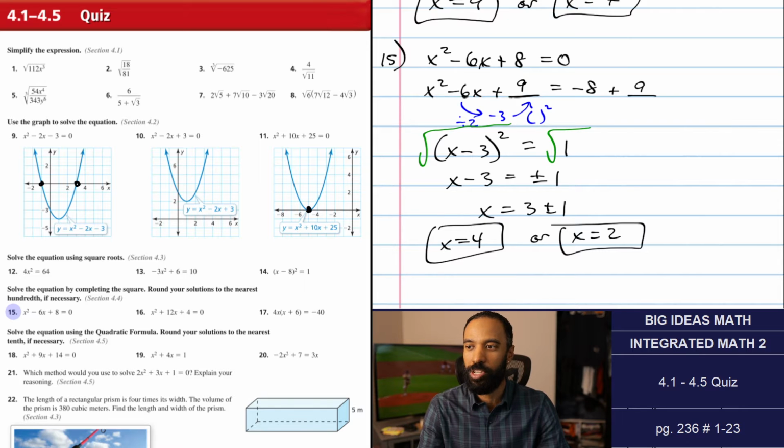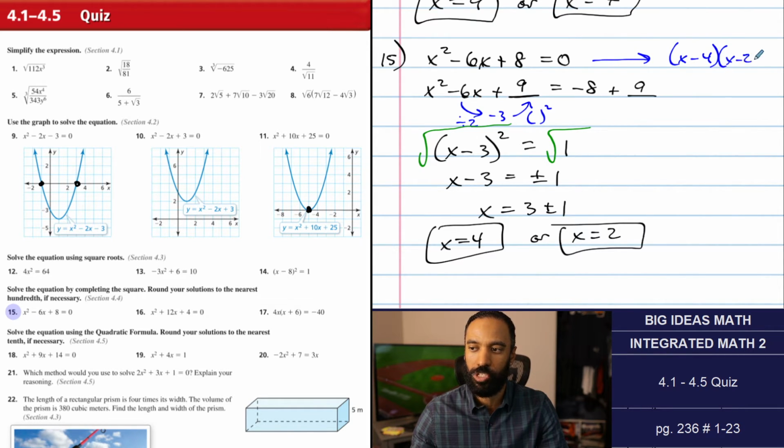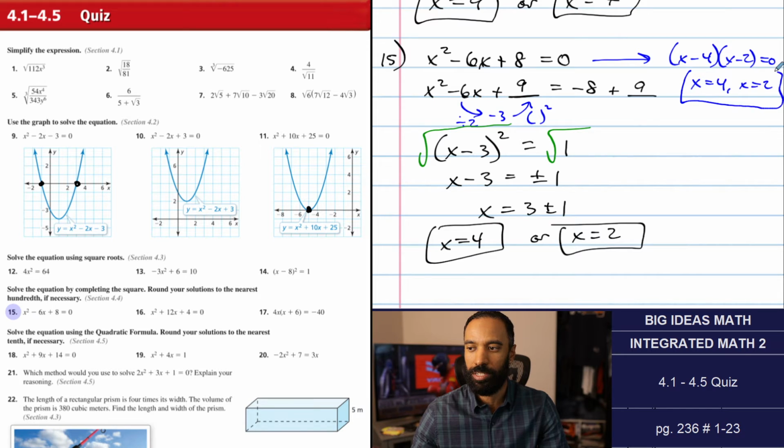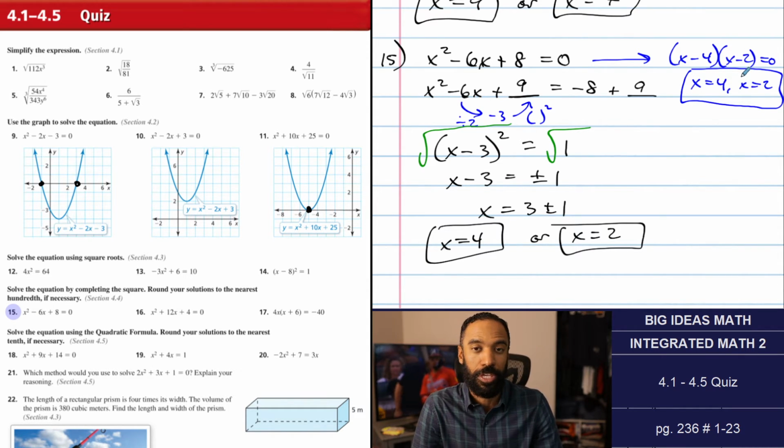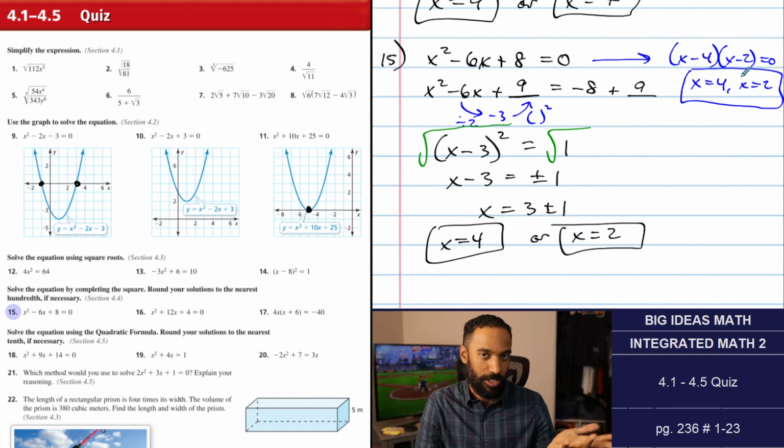By the way, I did mention this was factorable. This factors into x minus 4 times x minus 2 equals 0. So that becomes x equals 4 or x equals 2. You might be sitting there going, well, Mr. Robinson, that was faster. Why didn't we solve with that method? Number one, they asked us for completing the square.